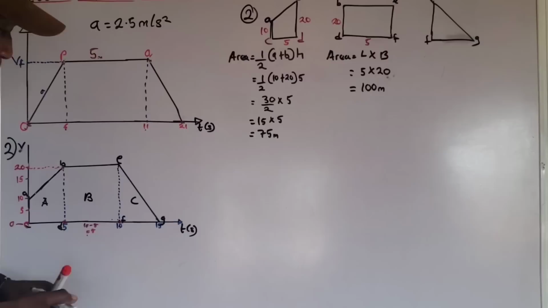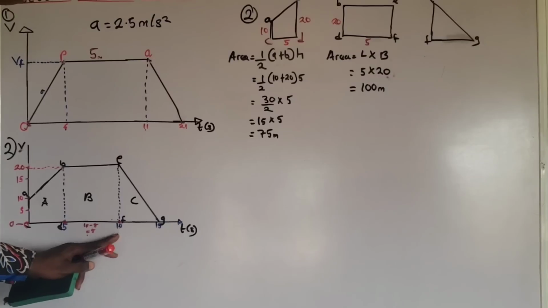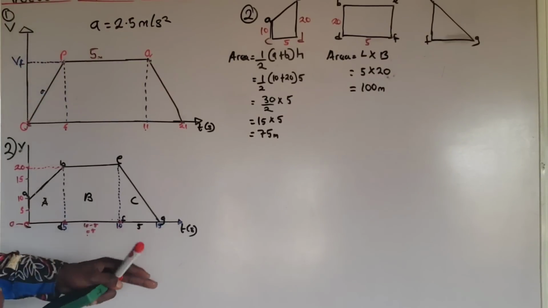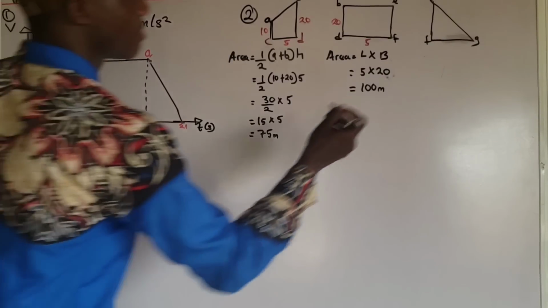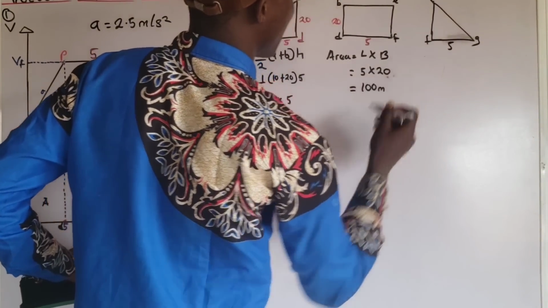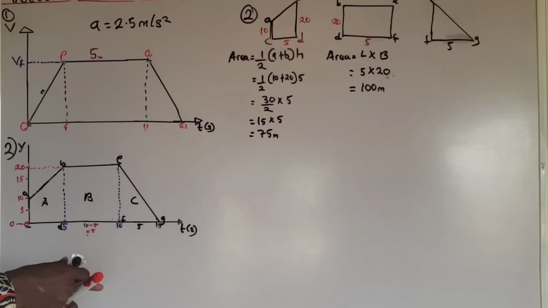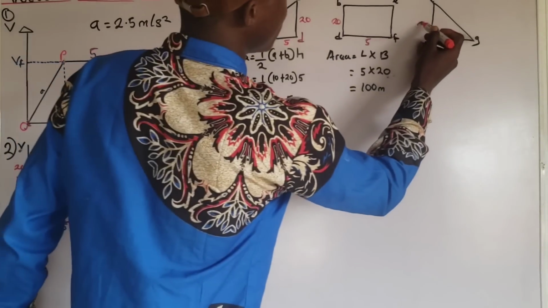Now, from this point to this point, the difference is 15 minus 10. 15 minus 10 is 5. So the distance between this point and this point is 5. That is the time. You understand? So the time taken from this point to this point is 5. That means FG is 5. And EF is always the same thing as BD, so that will be 20. So here I'm going to have 20.